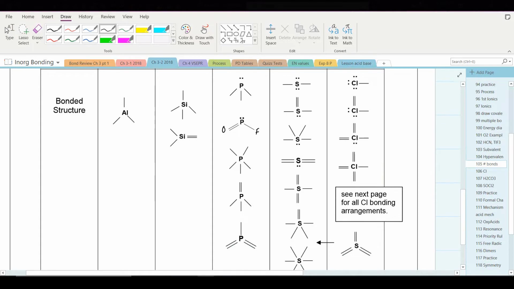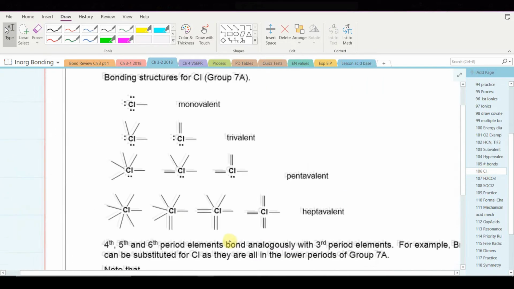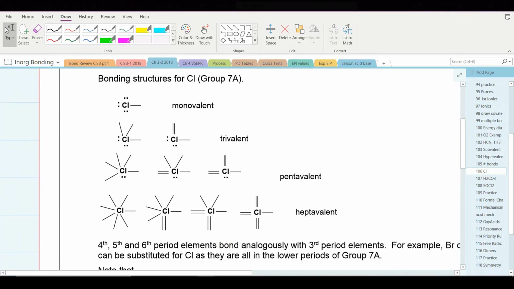So I ran out of space on this page. Go on the next page. I've drawn here what I believe are all the possible covalent structures for chlorine. So chlorine can have a single bond, monovalent. It could have 3 bonds and be trivalent in a couple of ways. It could have 5 bonds and be pentavalent in these 3 fashions. It could be heptavalent in these options, and maybe you can see another one. So again, these are hypervalent atoms. 3rd period, 4th period, 5th period, they have empty d orbitals. They can form a lot of bonds.